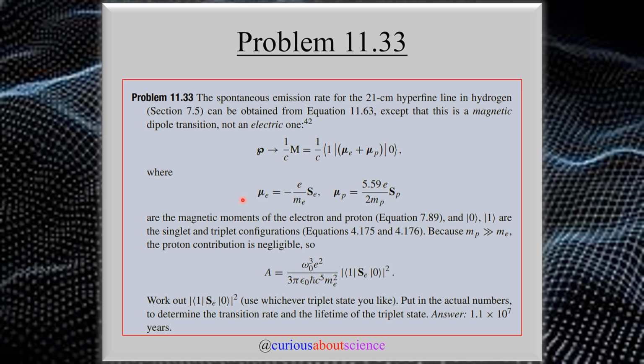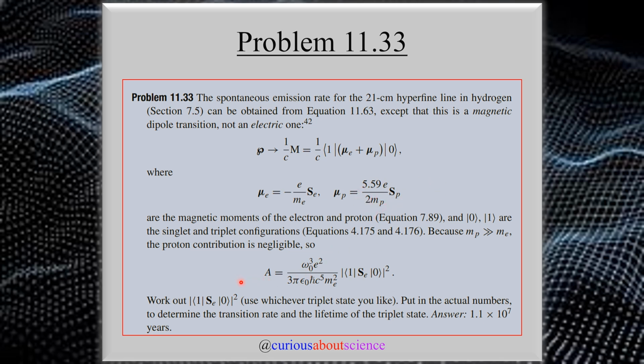And here you see that the magnetic moments of the electron and proton are given as such. Here we have the g factor up top. And this is, of course, the moments we just talked about. 0 and 1 are the singlet and triplet configurations given back in chapter 4. And then because m sub p is much greater than the mass of the electron, the proton contribution is negligible. So since we're looking here, we can get rid of that term altogether.